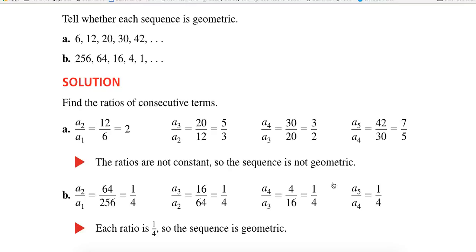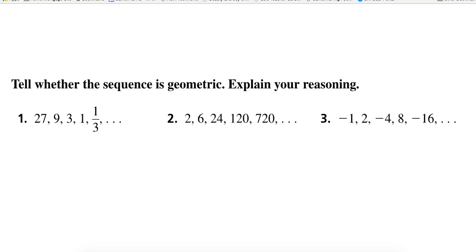Now, this is pretty simple. What I want you to do right here, for these three problems, is tell whether each sequence is geometric. So you've got three problems here. You're going to answer them all in the same answer box. So label yours 1, 2, and 3.